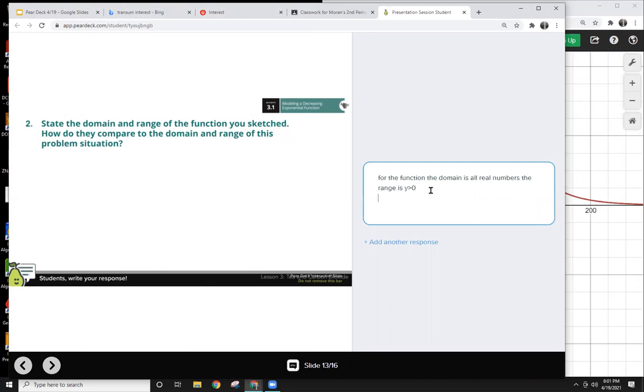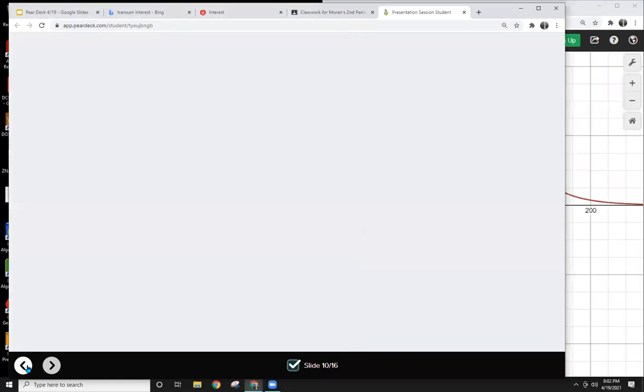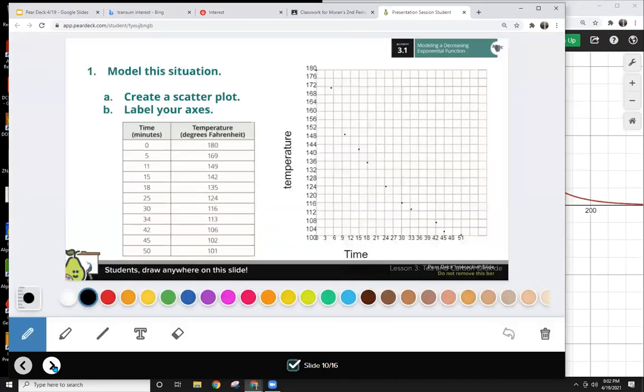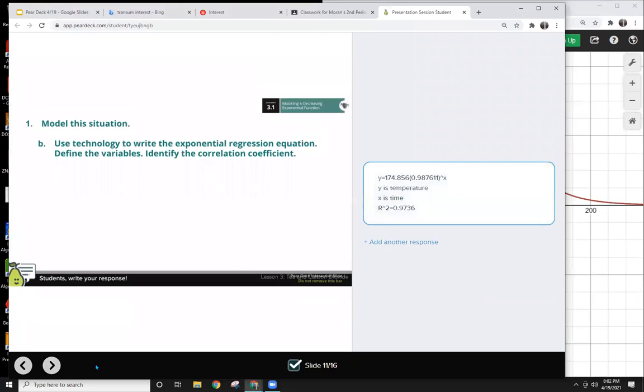Now for the problem situation, so for the problem, our domain is going to be, well, let's see, how hot it is and how cold it's going to be. So it starts from 180 and it goes all the way to 101. So from 180 to 101 or from 101 to 180.